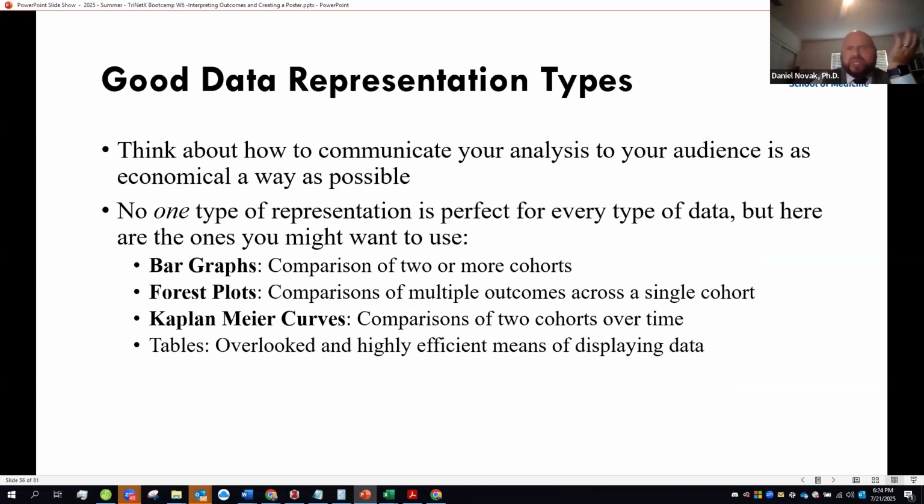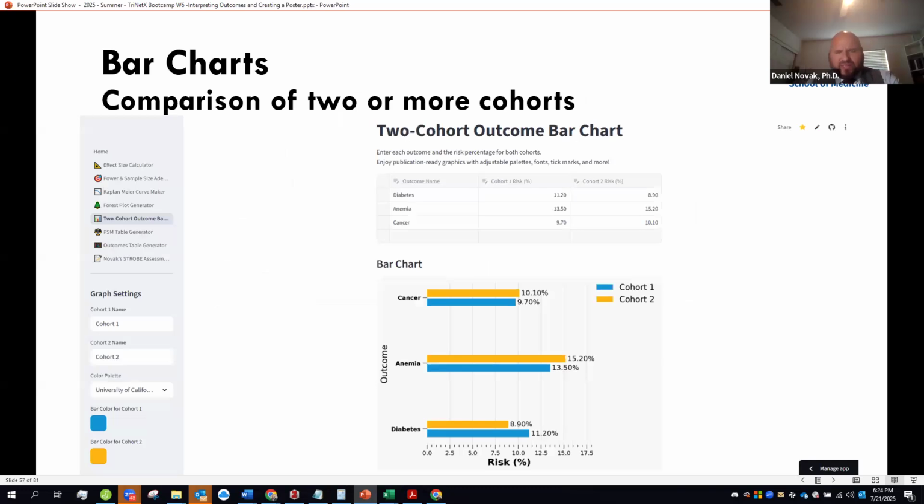So I'm not going to beat up on some of these other representational types, because there's no such thing as one good, perfect type of data. But I'm going to take you through a couple really quick that are valuable, and then I built you some tools to use. So think about how to communicate your analysis to your audience, and things like bar graphs, which are great for comparison of two or more cohorts. We've got forest plots, Kaplan-Meier curves, and tables. We're just going to talk about those really quick.